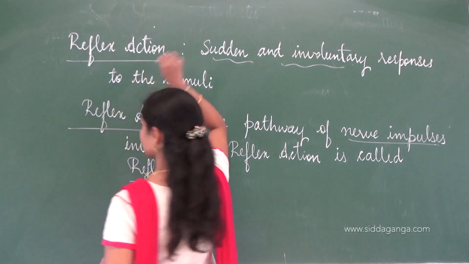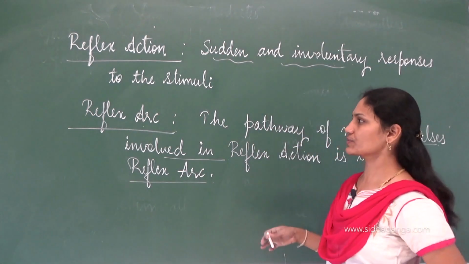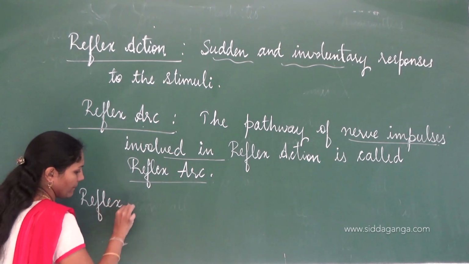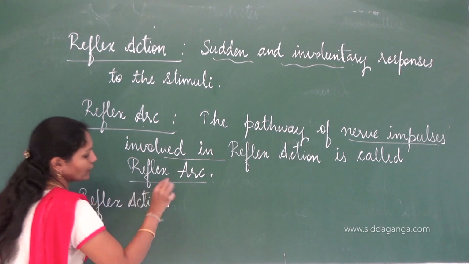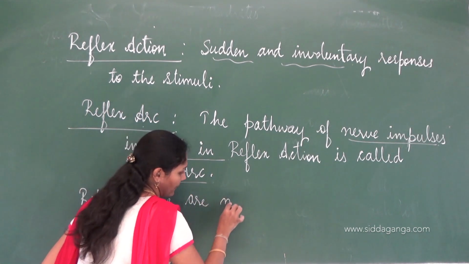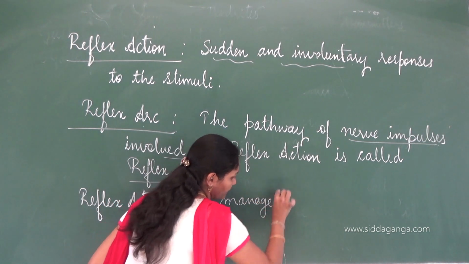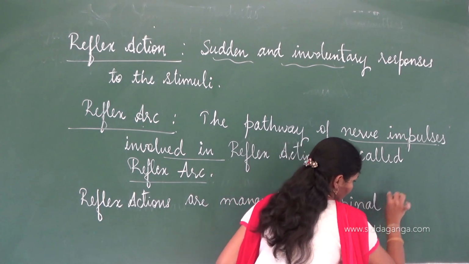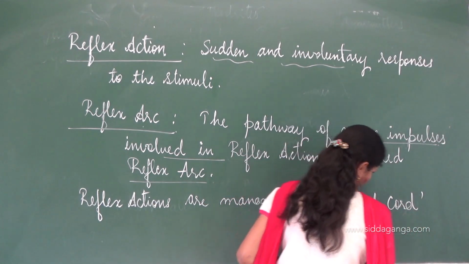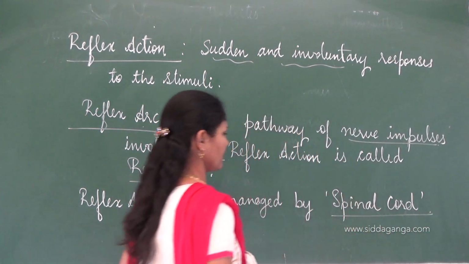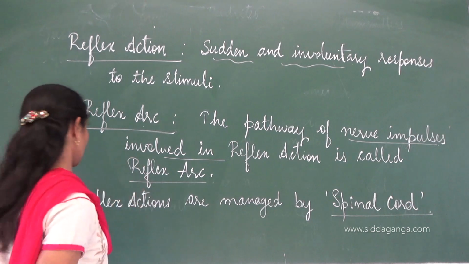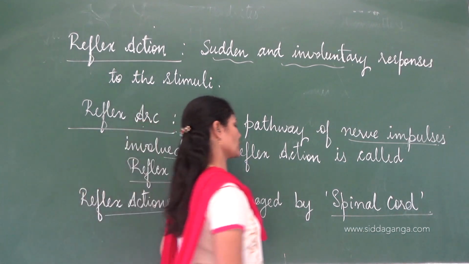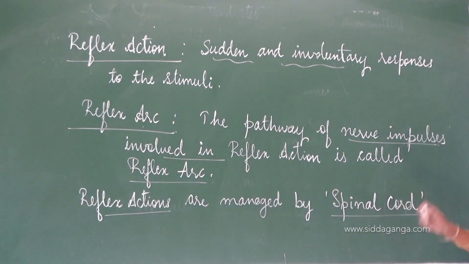These reflex actions, that is sudden, immediate and involuntary responses, are managed or maintained completely by the spinal cord. The spinal cord, measuring about 44 centimeters, is the one where reflex actions are managed. So reflex action is completely under the control of the spinal cord.